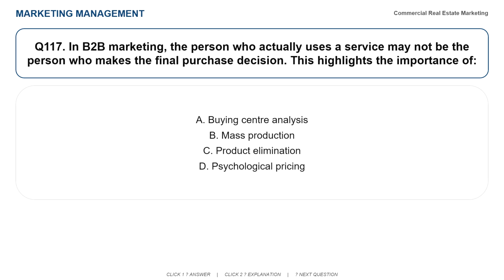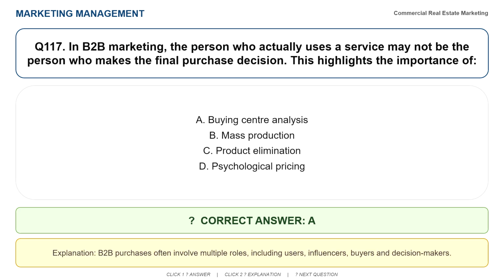Question 117. In B2B marketing, the person who actually uses a service may not be the person who makes the final purchase decision. This highlights the importance of: Option A, buying center analysis. Option B, mass production. Option C, product elimination. Option D, psychological pricing. The correct answer is A. Explanation. B2B purchases often involve multiple roles, including users, influencers, buyers, and decision makers.